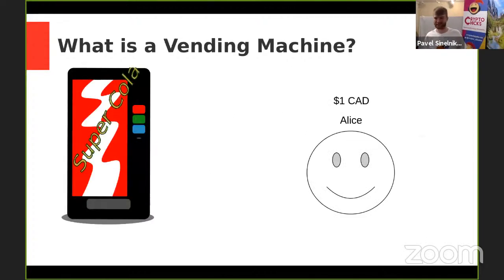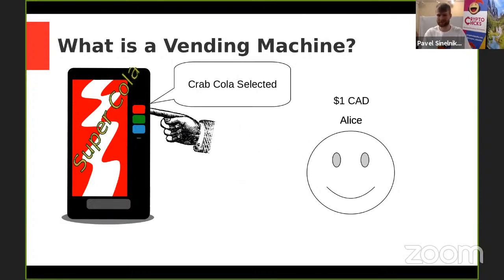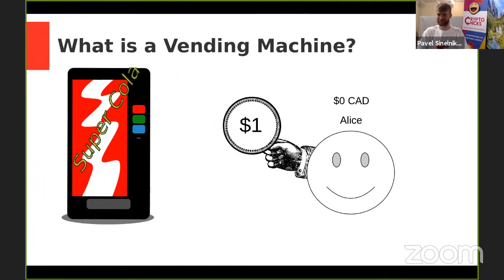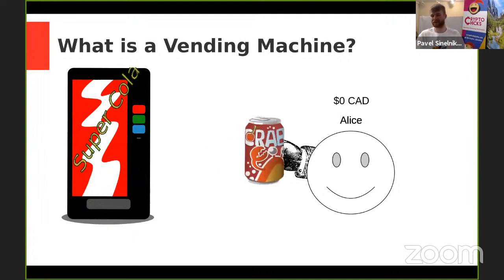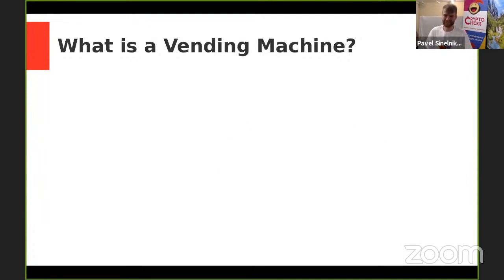So what is a vending machine? Well, we have Alice to the right and a Super Cola machine on the left. Now, Alice has $1. Alice goes and selects the Super Cola, or in this case, Crab Cola. She takes out her $1 and telekinetically inserts it into the Super Cola machine. Out comes some Crab Cola, which she, again, telekinetically grabs and thoroughly enjoys.